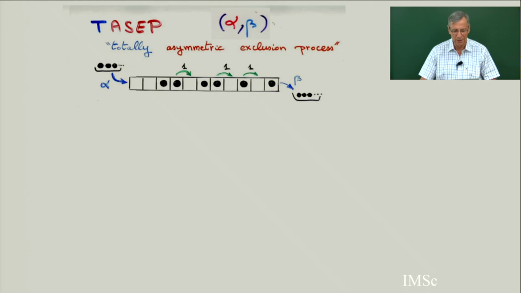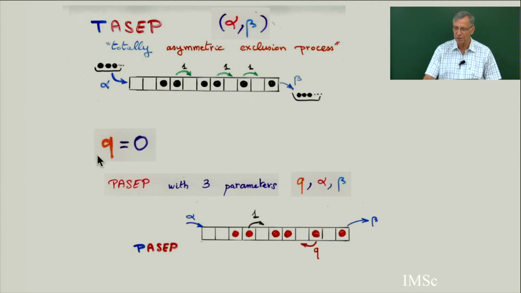TASEP is a special case of the PASEP. TASEP stands for totally asymmetric exclusion process. There are 2 parameters, alpha and beta, the probability to get in and to get out. So it's a particular case of what we have seen in chapter 3 about the PASEP with 3 parameters. And this case is q equals 0. So we go from permutation to the Catalan garden.